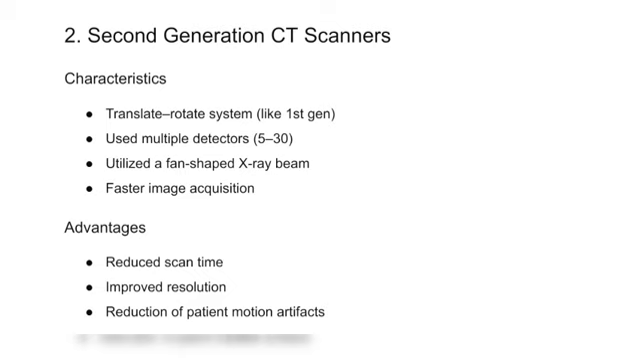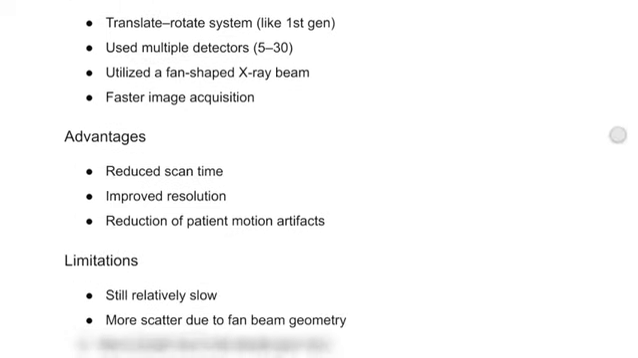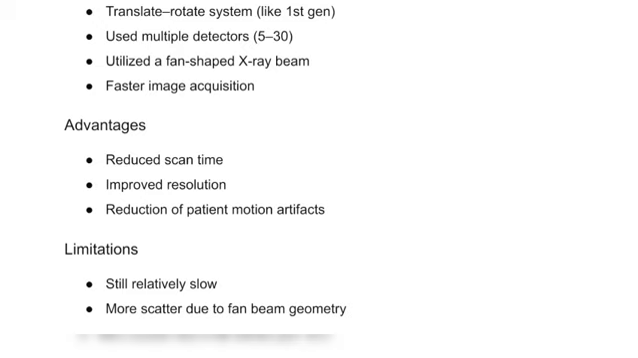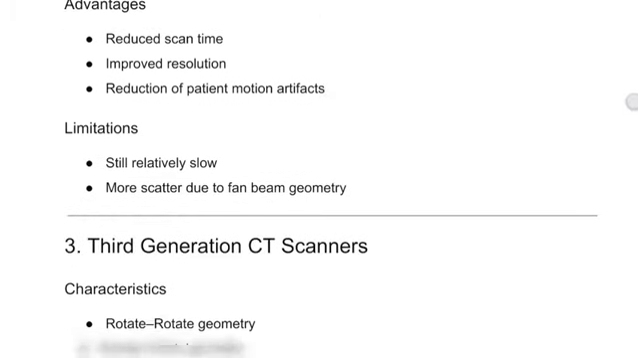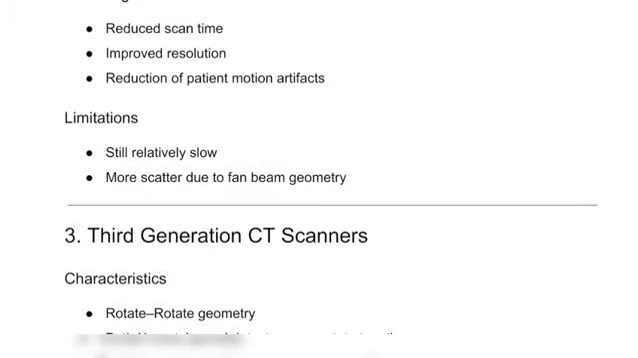That is, it uses multiple detectors, about 5 to 30 detectors, and also utilizes a fan-shaped X-ray beam and has faster image acquisition. The advantages are that it reduced the scan time, improved the resolution, and reduced patient motion artifacts. But it also has limitations, such as it is slow and has more scatter due to the fan beam geometry.